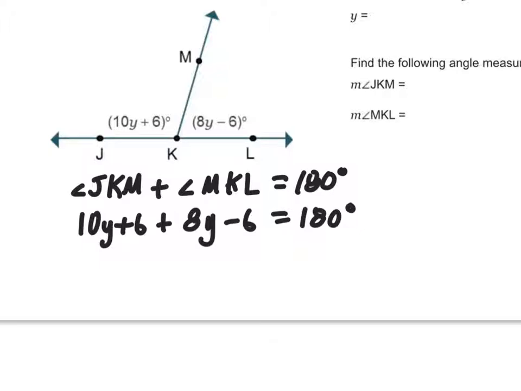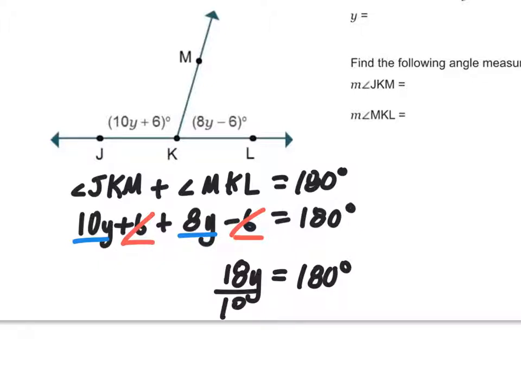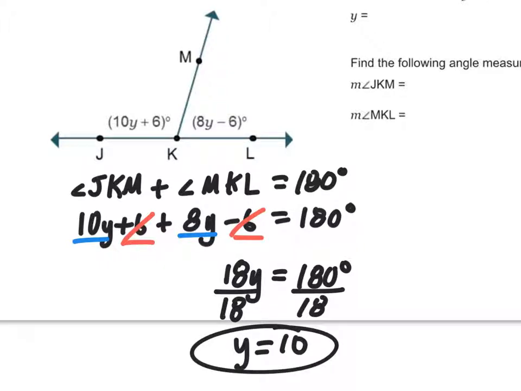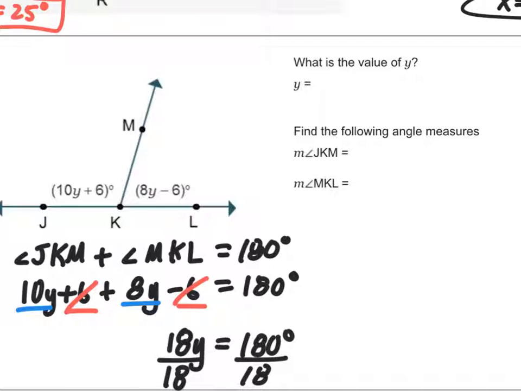So here's what I've got. I'm going to combine like terms. I've got positive 6 and negative 6. If I take positive 6 and add negative 6 to it, it becomes 0, so I can just cross those out. Then I have 10y and 8y. If I add those together, that's going to give me 18y, and that's equal to 180 degrees. If I divide by 18 on both sides, then I get that y is equal to 10. So I found y. y is equal to 10.